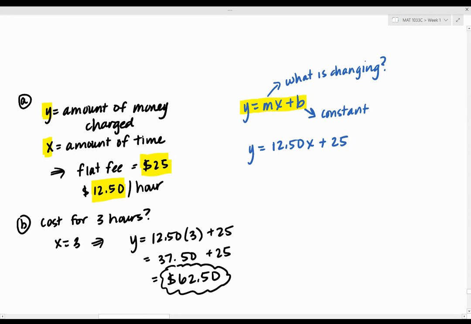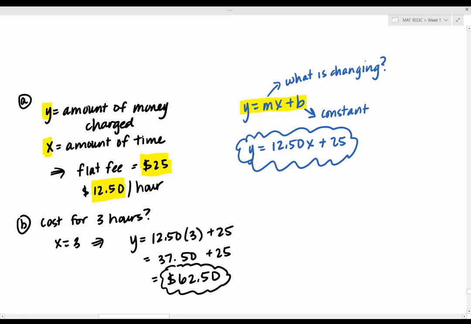And then b is your y-intercept. So it's that constant of the function. It's the value of the function when x equals 0. So that would be the same thing as our flat fee. So we would add it to the back of our function. Okay, so we have y equals 12.50x plus 25. That's going to be the function that we're going to use for part A.